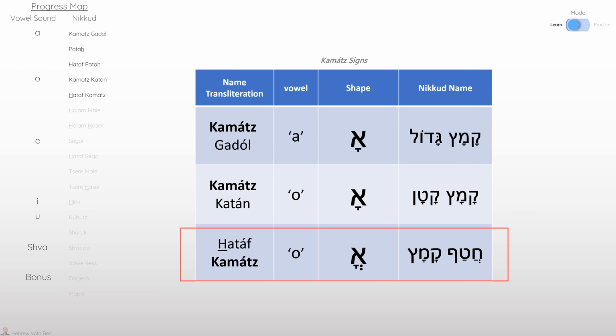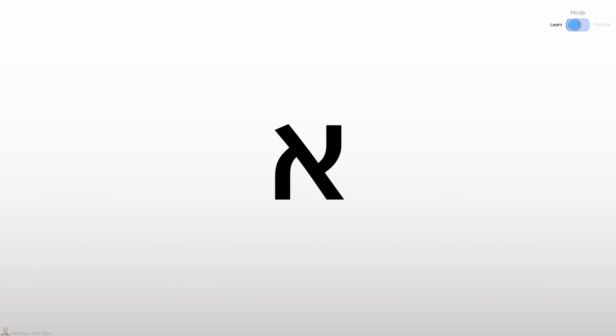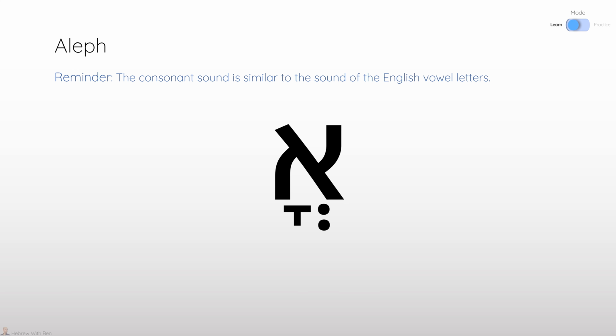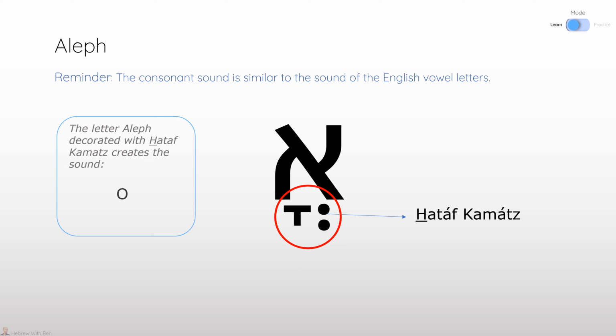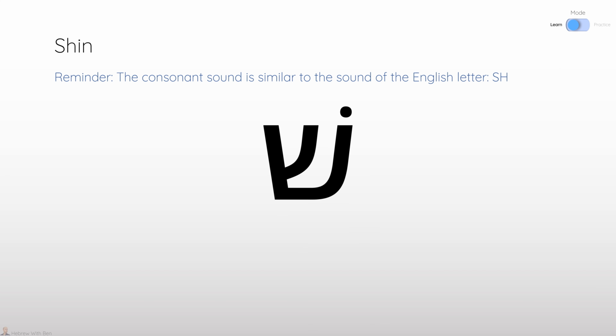Let's continue with letter examples. On the screen you can see the letter Aleph. When adding Chataf Kamatz, we get the sound O. The letter Shin, decorated with Chataf Kamatz, creates the sound Sho.